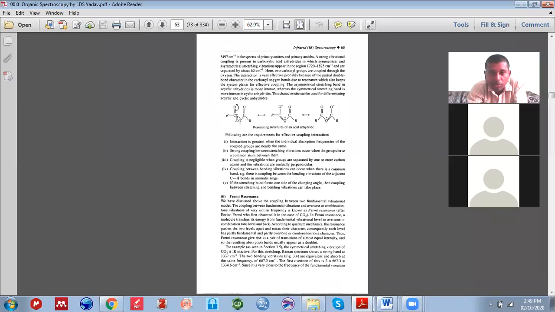Here are two carbonyl groups. If we consider the oxygen lone pair resonating with this carbonyl group, then the other carbonyl group remains free, and the bond order changes for this carbonyl group. For this reason, anhydride shows two types of vibrational frequencies. One is higher, another lower.